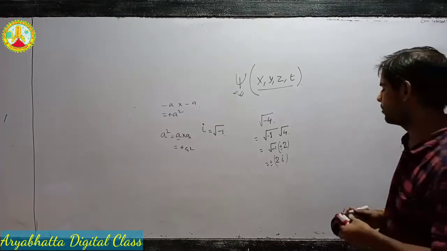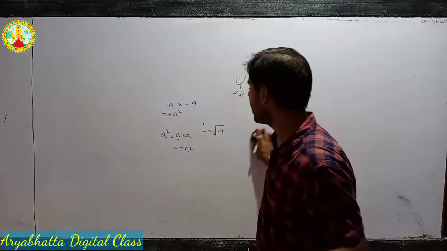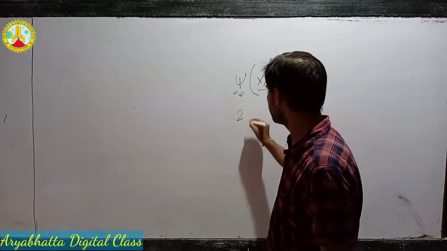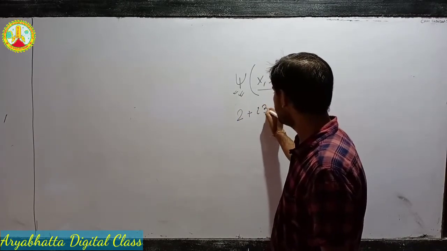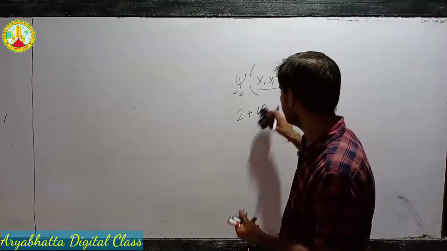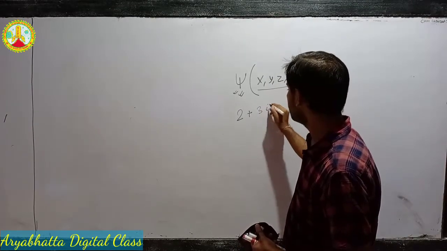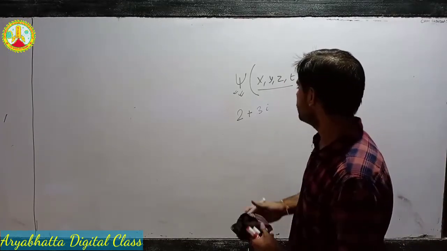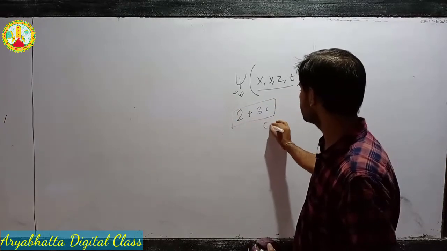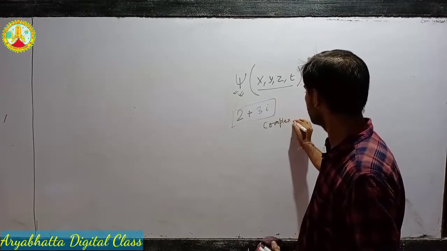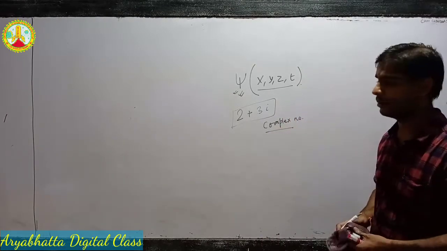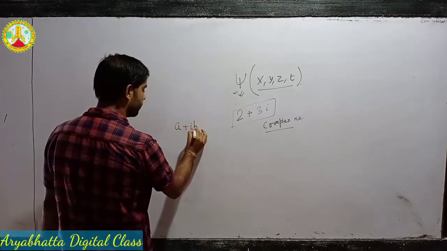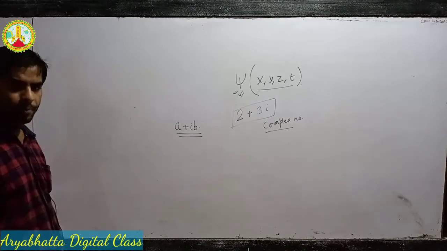This is called an imaginary number. When we combine an imaginary number with a real number, suppose 2 is a real number and 3i, where 3i means 3 into root minus 1, this number is known as a complex number. Any number in the form a plus ib is called a complex number.